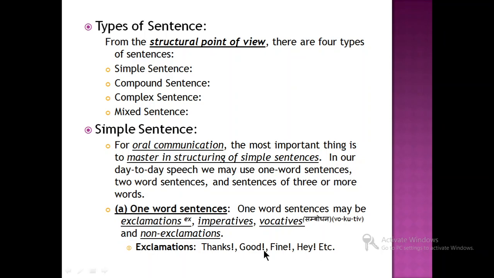यदि आपने किसी काम को किया, if you performed an action और सामने वाले ने उसको consider किया good, best, better, so don't you think if he or she is saying good, so आपको पूरी understanding आपके action के against मिल गई। Means the action which you perform, you get the required citation which you were expecting. So these all are exclamation one word sentences as thanks, good, fine, hey.